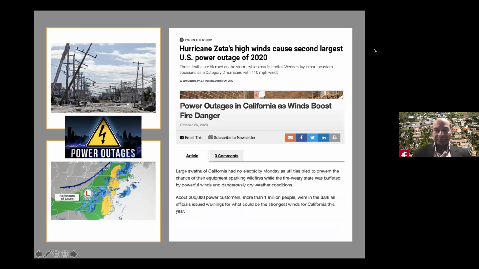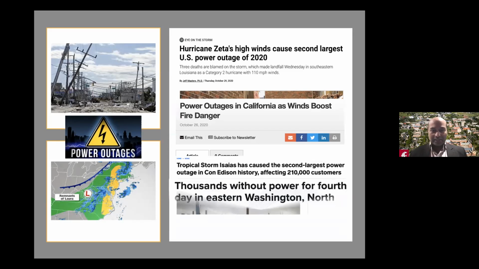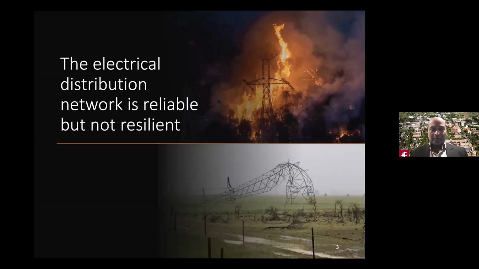The California outage, as you can see here, happened because of winds and wildfire. Then another one, recently, that Con Edison had in August 2020. And then in this region, Eastern Washington and North Idaho, several thousands of people lost power because of, again, high wind. What do all these events show us? That our electric grid is reliable, but may not be very resilient. There's a reason for that: we never designed our grid to handle these extreme events.